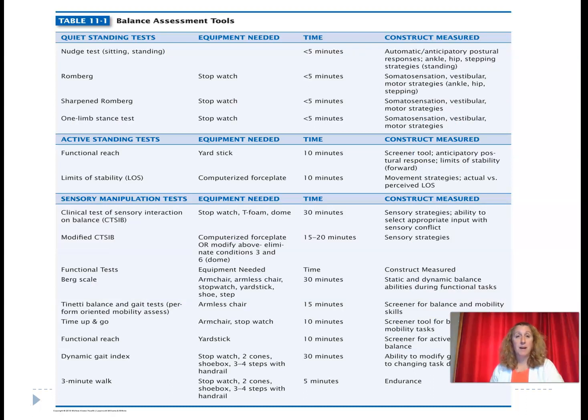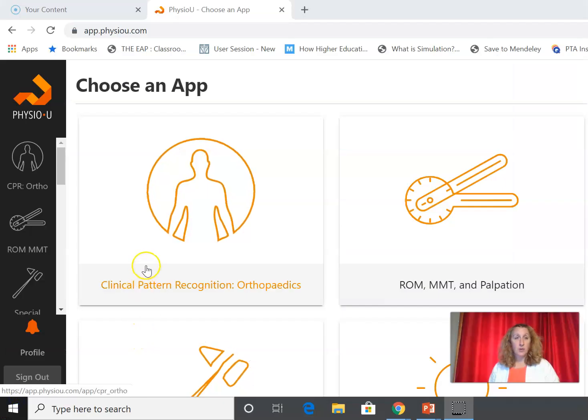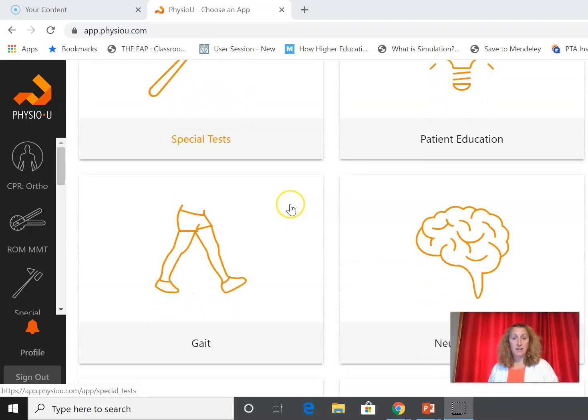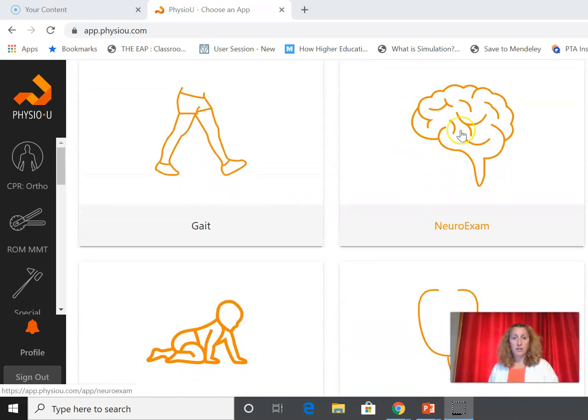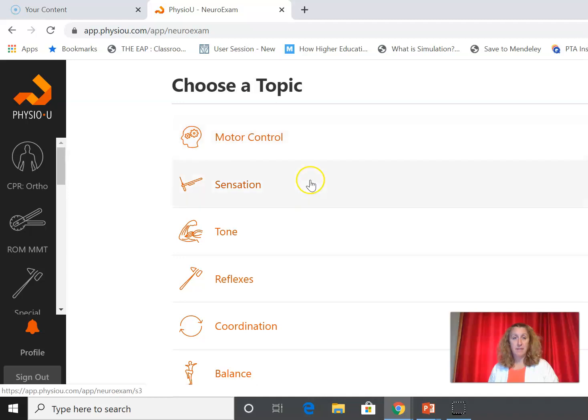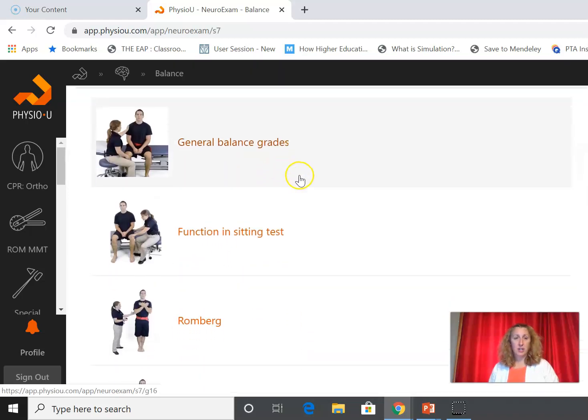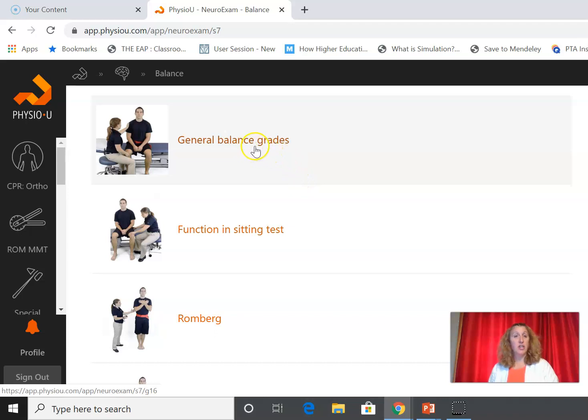Here are just some different assessment tools. I also want to take a moment to show these assessment tools in PhysioU. So if you are in the PhysioU app, you see all the different tests. What you want to do is go into neuro exam, and from there, you're going to have balance. That's going to show you the different general balance grades.